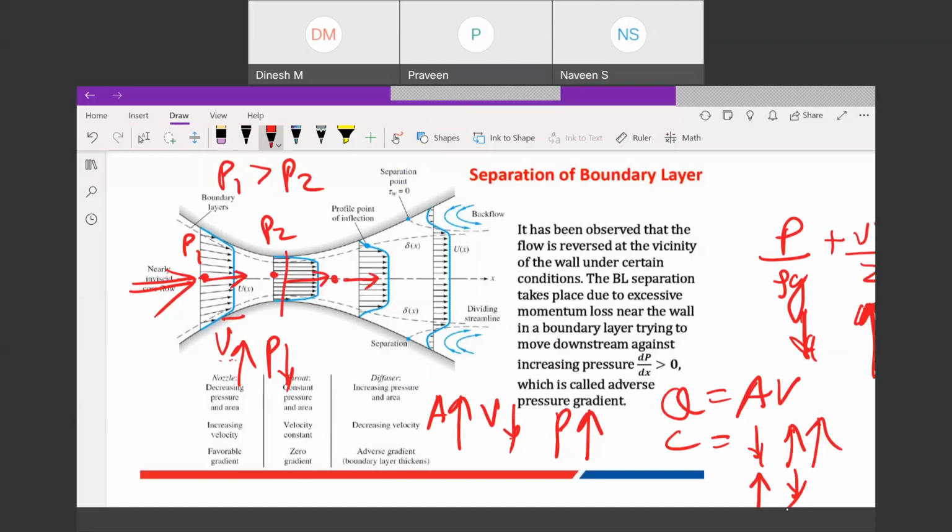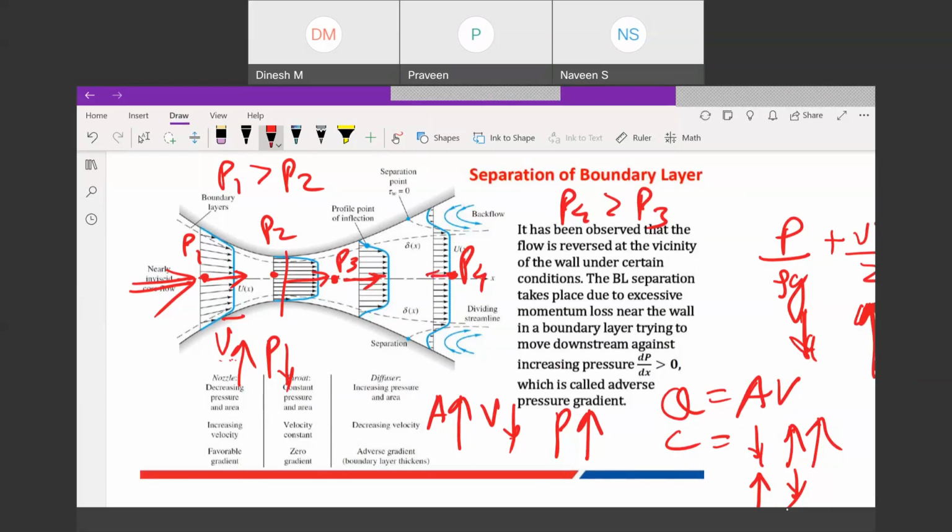But if I consider beyond this point, fluid is moving in this direction. Let's say this is my P3 and this is my P4. P4 is greater than P3, so P4 minus P3 is positive. So it is an adverse pressure gradient. When fluid is moving in this direction, this pressure will oppose the flow. It will oppose the flow.